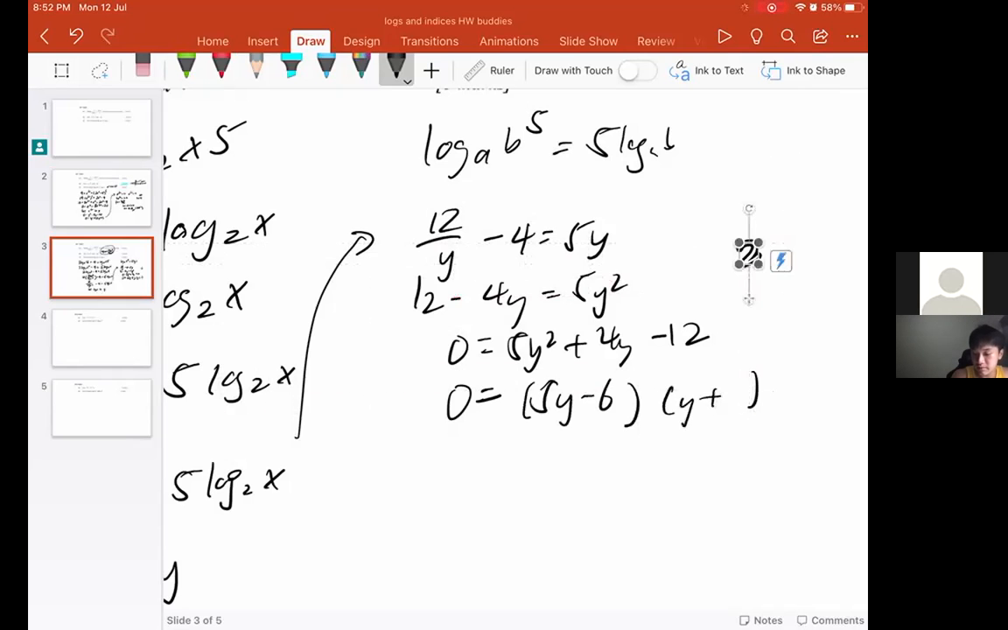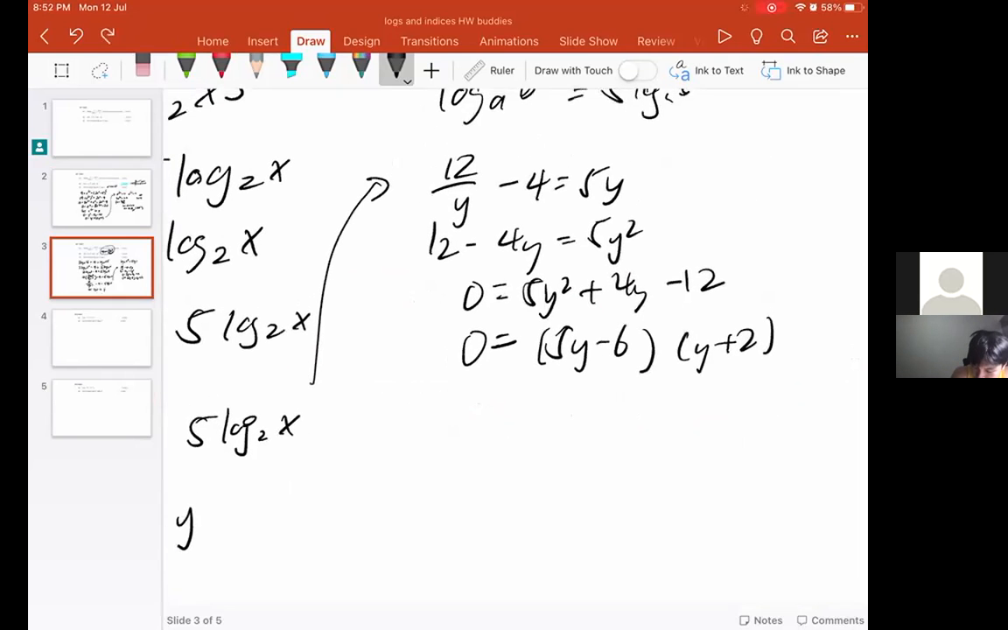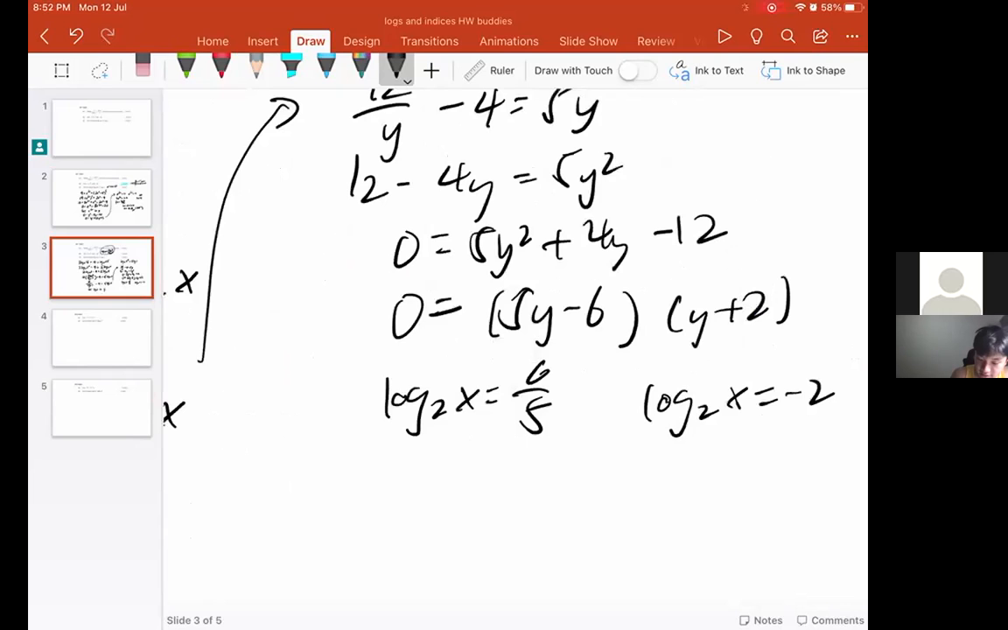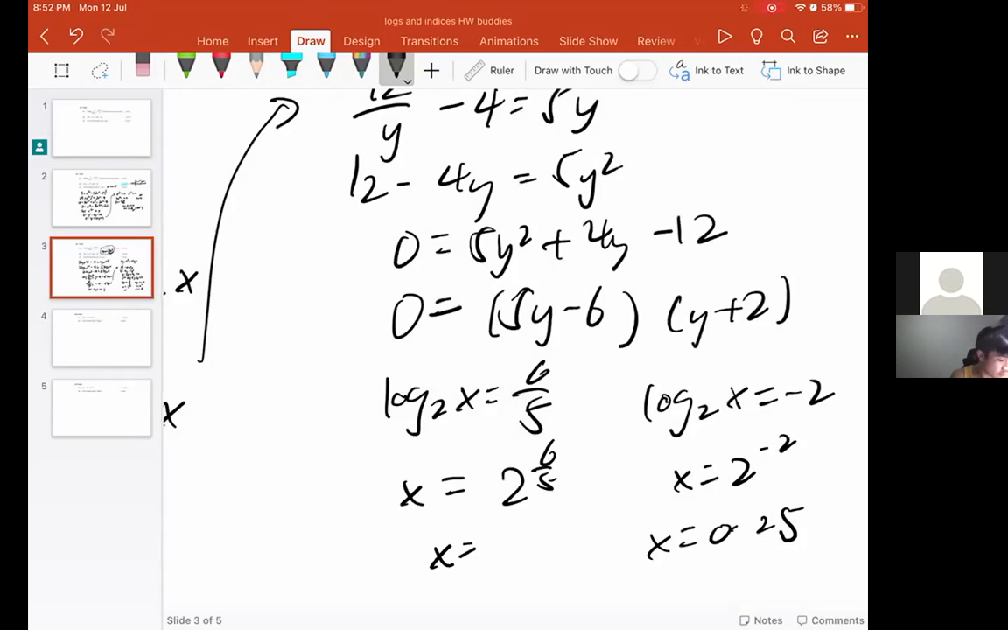And we must remember, what did we substitute in at the start? We substituted in y as log 2x. So log 2x equals to 6 over 5 and log 2x equals to minus 2. Do not say this answer is not applicable because the base is not... the negative sign does not affect whether this log is possible or not. Anyway, moving back. X equals to 2 to the power of 6 over 5, x equals to 2 to the power of minus 2, x equals to 0.25, x equals to about 2.30, 3SF once again.